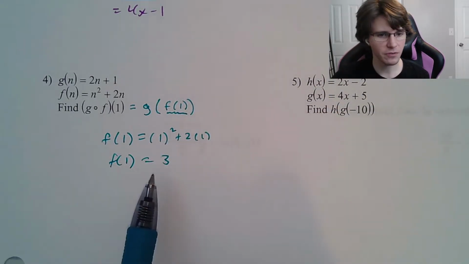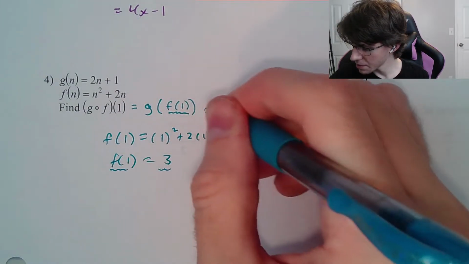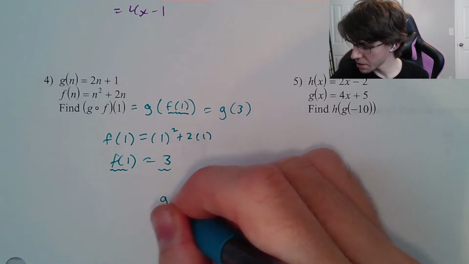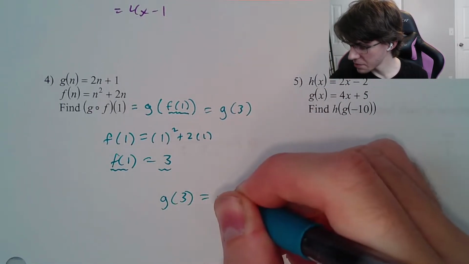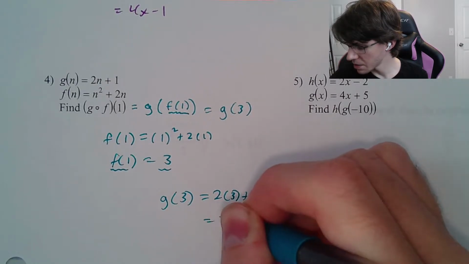So we figured out what f of 1 is, and now, because this guy is this guy, we can rewrite this answer as g of 3. And for our final answer here, g of 3, that's going to be 2 times 3 plus 1, and that'll give you 7.